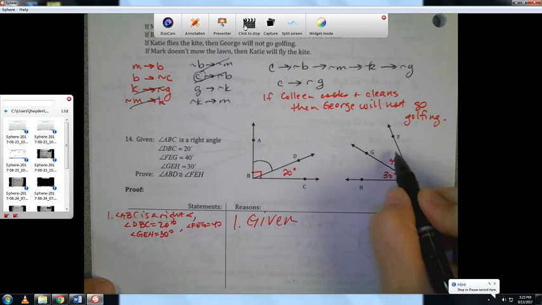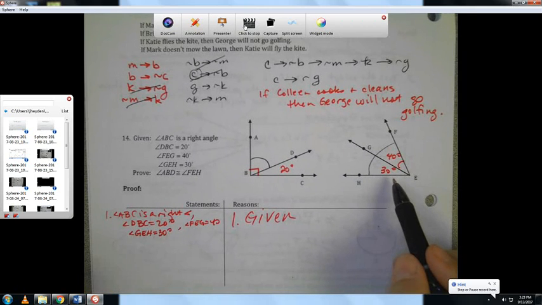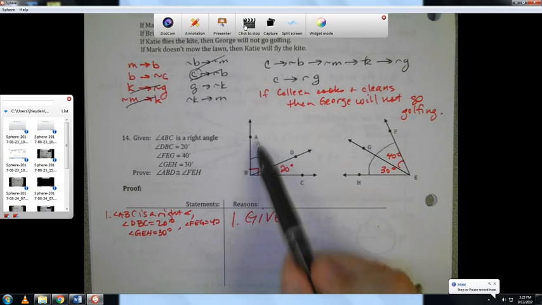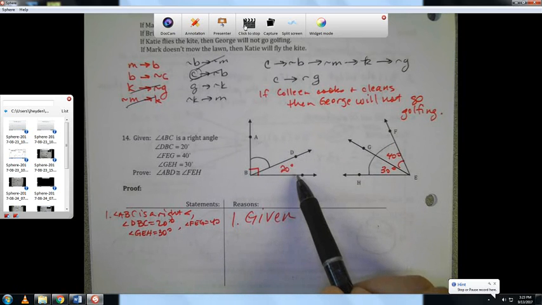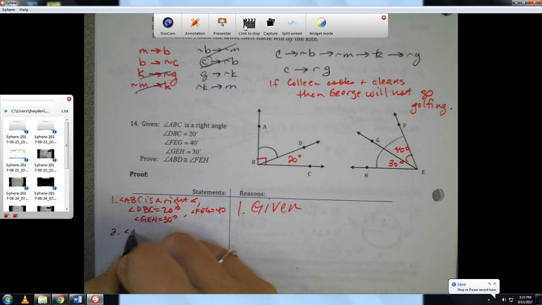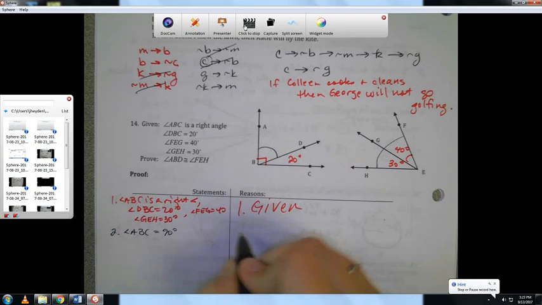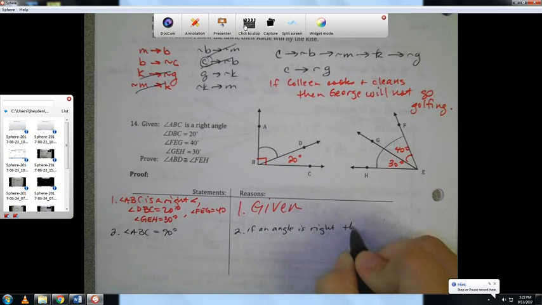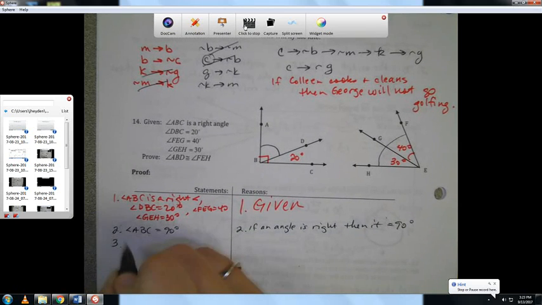Okay, well, FEH is 70 degrees, so that means I need ABD to be 70 degrees. So do I know it's 70 degrees? Let's think about that. ABD and DBC together make a right angle, which is 90. So let's talk about that first. Angle ABC equals 90 degrees because if an angle is right, then it equals 90 degrees. Which means angle ABD equals 70 degrees because of subtraction.